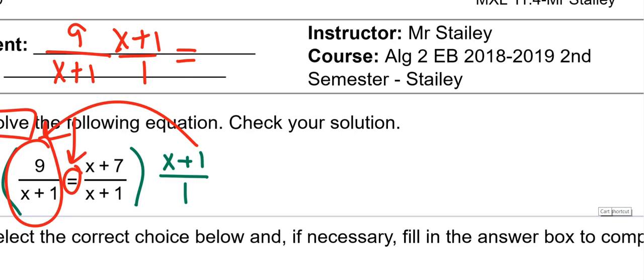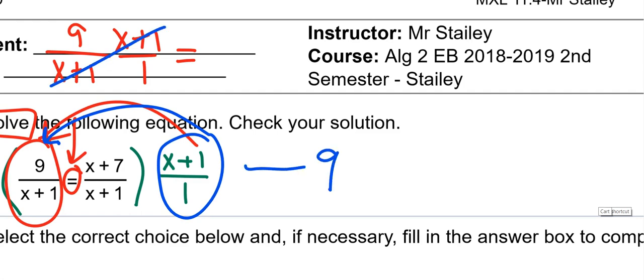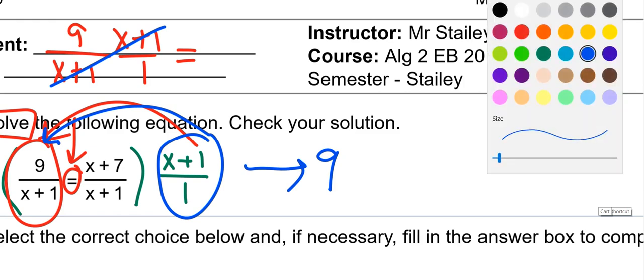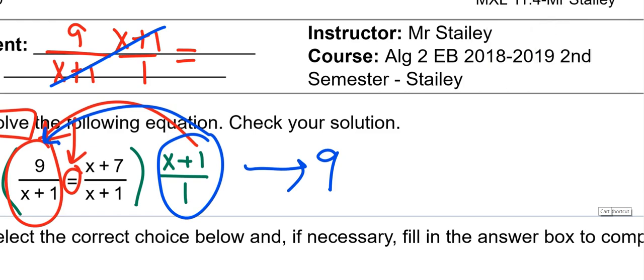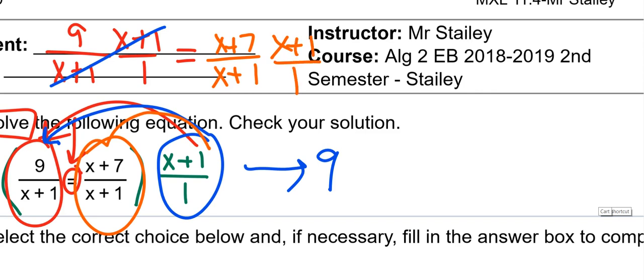Okay, we've got the common denominator, we're multiplying it, and what happens? Does anything cancel out when you multiply this by this? Those cancel, don't they? That leaves you with 9. Now, follow the orange arrow. This times this. Okay, so that would be x plus 7 over x plus 1 times x plus 1 over 1. Does anything cancel out there? Okay, leaving me x plus 7.